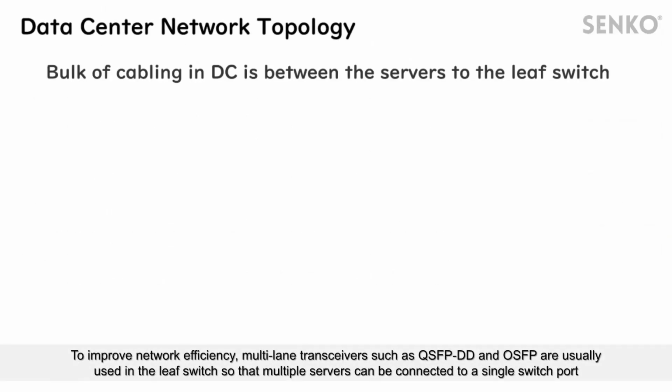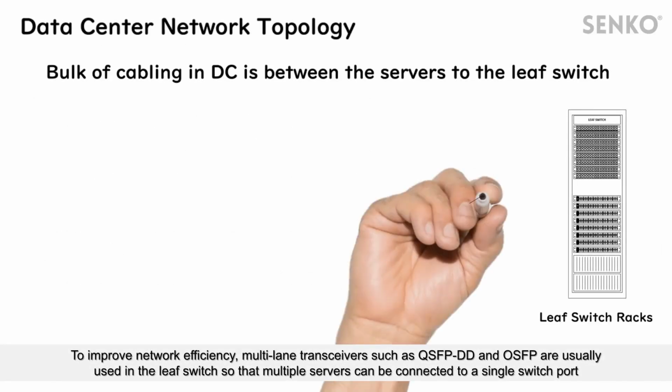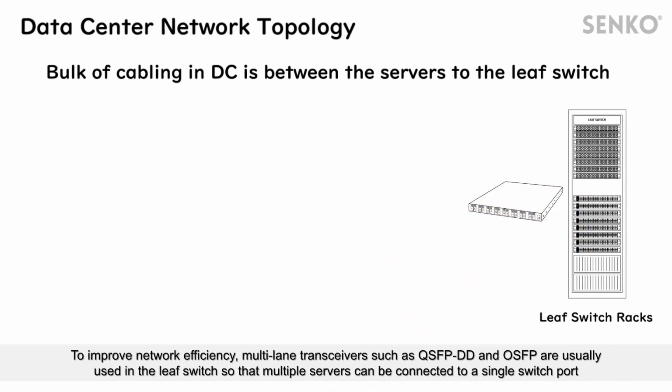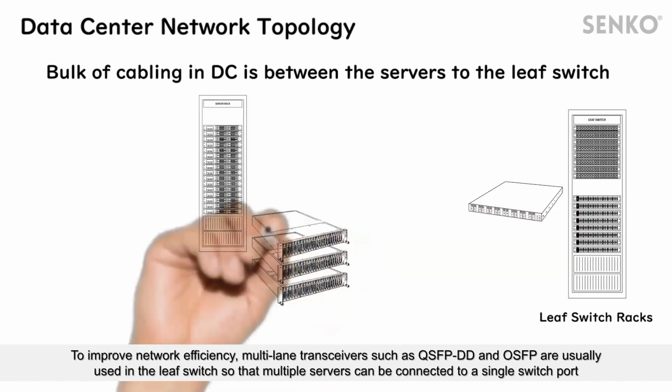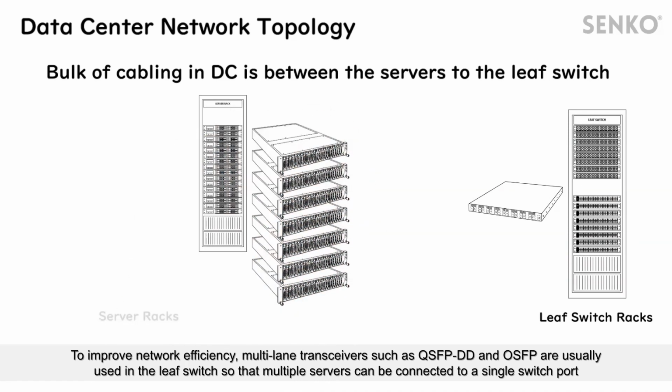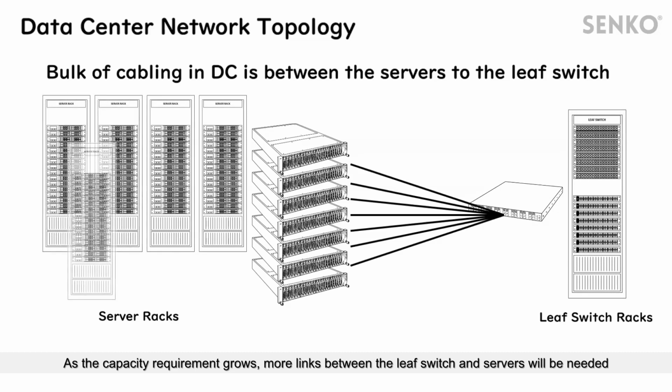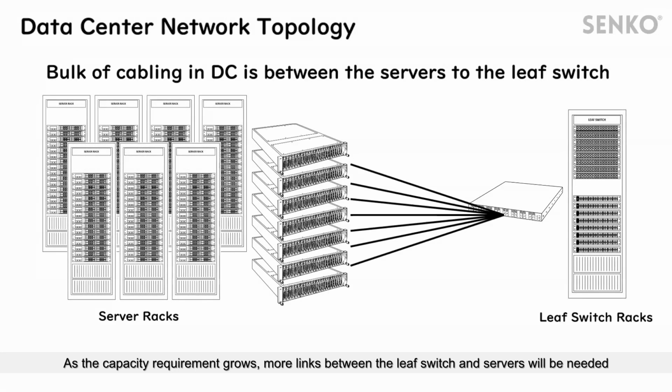To improve network efficiency, multi-lane transceivers such as QSFP-DD and OSFP are usually used in the leaf switch so that multiple servers can be connected to a single switch port. As the capacity requirement grows, more links between the leaf switch and servers will be needed.